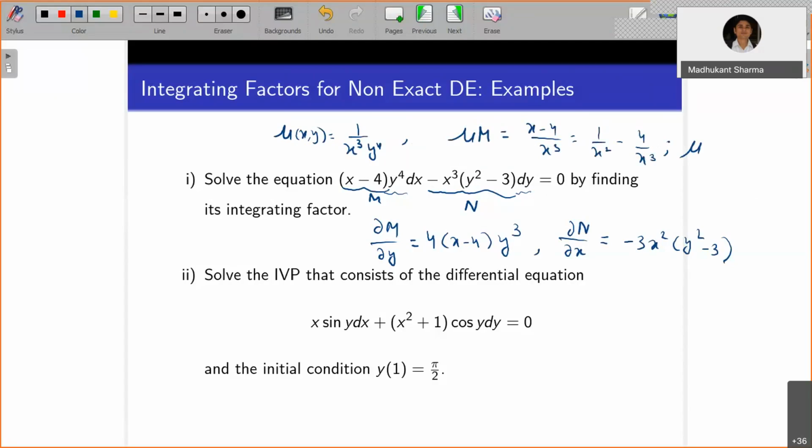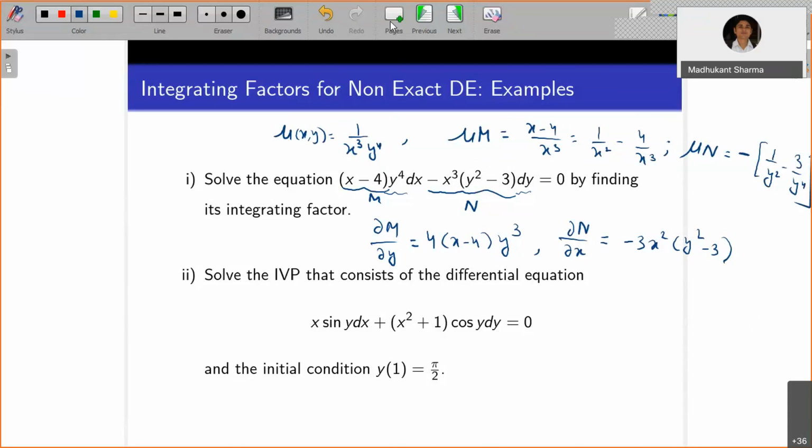And what is mu n going to be? Wait a minute. Yeah, so x cube will get cancelled. So minus y square minus 3 by y to the power 4. So I can still write 1 by y square minus 3 by y to the power 4. Now you can look at the resulting equation.